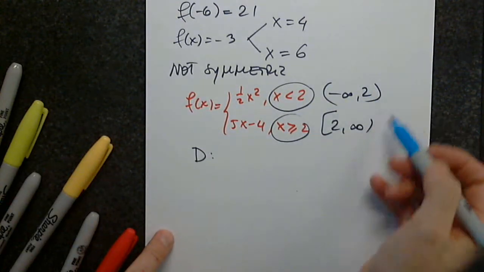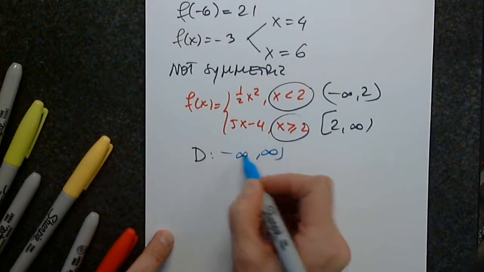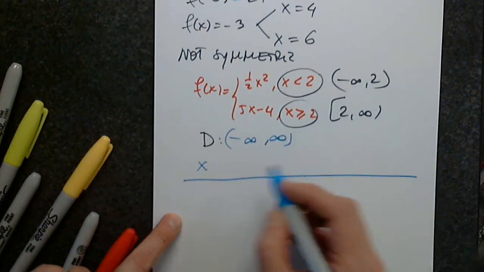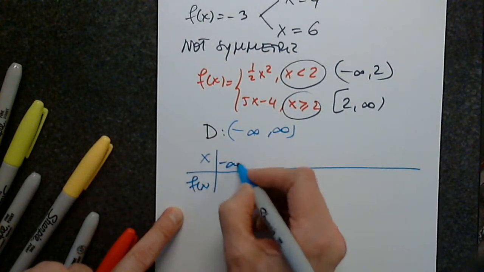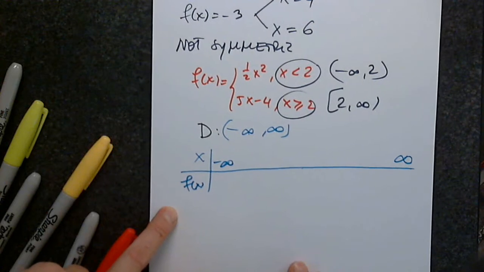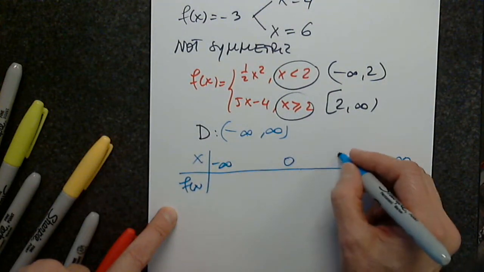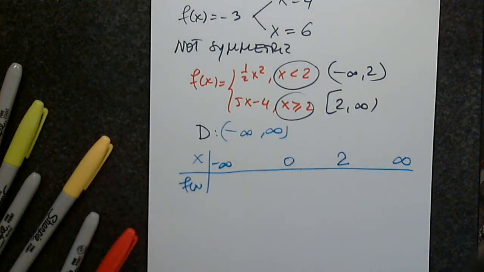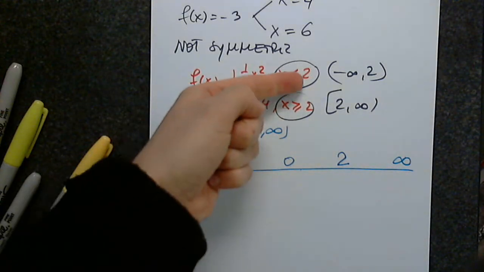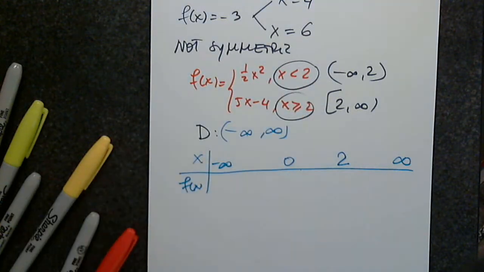Exactly, I have everything, negative infinity to infinity. Then I start a table and put the domain in it. I have to have 0 and I have to have 2. 0 is always part of the chart, even if the function is undefined there. But now the key x value is 2.